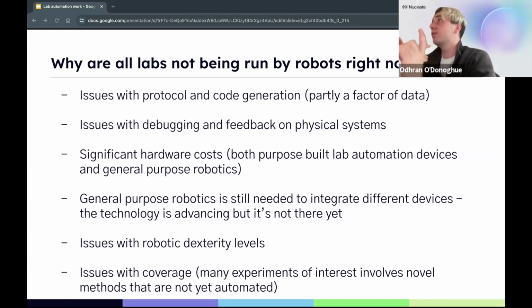This requires things like visual feedback, feedback from the underlying motor commands, a good way of expressing that in a way that an AI can understand. This is still something which is being actively worked on. There are, as I also mentioned, significant hardware costs. General purpose lab automation devices are expensive. So is general purpose robotics. We're a long way from having a general purpose robot in every house. We mentioned this idea that we need general purpose robotics to integrate different devices. We're still seeing how viable that is.